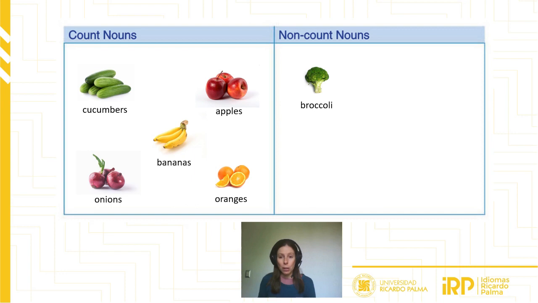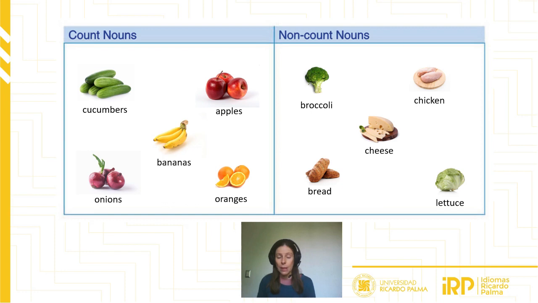Now, what about broccoli? Non-count noun. Chicken, also a non-count noun. We talk about pieces of chicken, portions of chicken. Cheese, a slice of cheese, what you put on your bread, or a piece of cheese that you eat directly. Bread, a slice of bread, a piece of bread, a loaf of bread as in the image, a non-count noun as well. Lettuce, also a non-count noun.